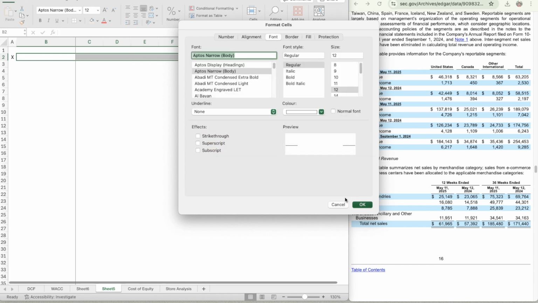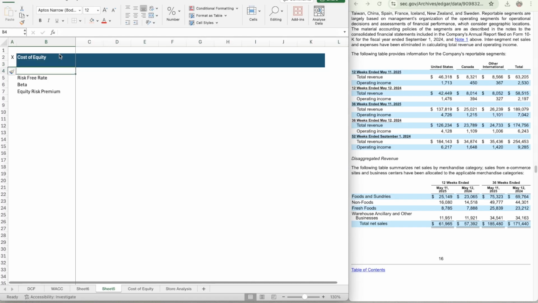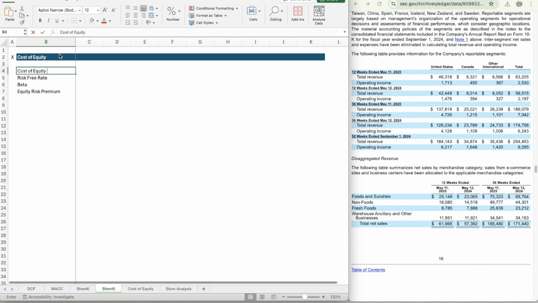Let's go white, obviously. So cost of equity, and this, as we know, consists of the risk-free rate, the beta, and the equity risk premium. And then actually, let's do the cost of equity at the top. And yeah, let's do a bit of formatting.